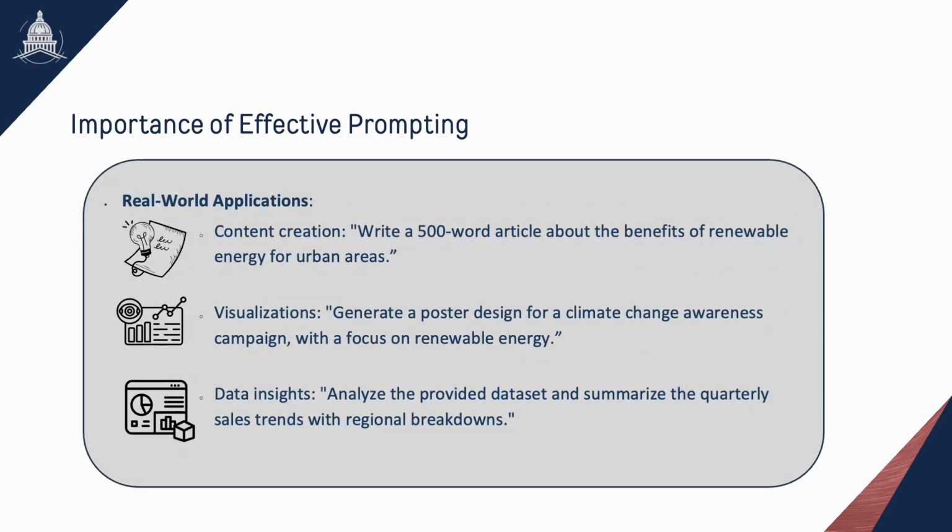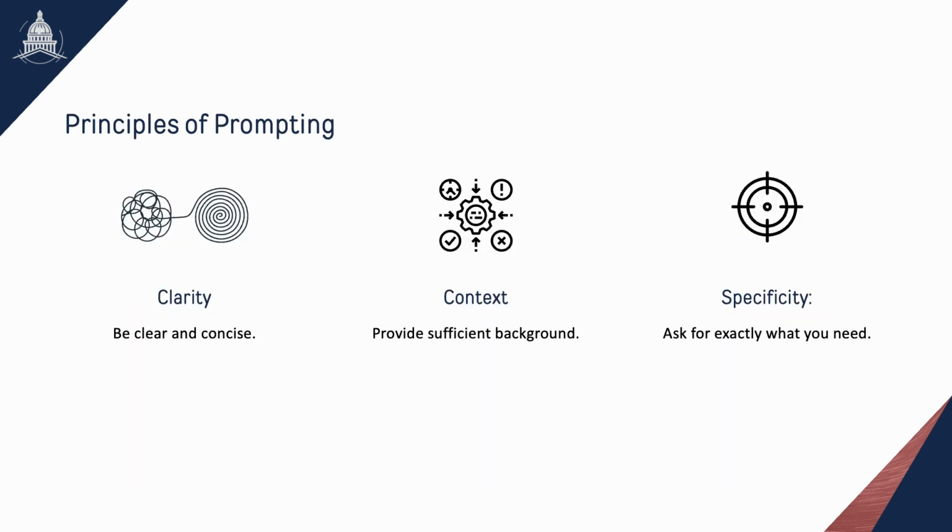Some examples where real-world applications use prompting include content creation. Example, write a 500-word article about the benefits of renewable energy for urban areas. Visualization, as an example, generate a poster design for a climate change awareness campaign with a focus on renewable energy. Or data insights, like analyze the provided dataset and summarize the quarterly sales trends with regional breakdowns.